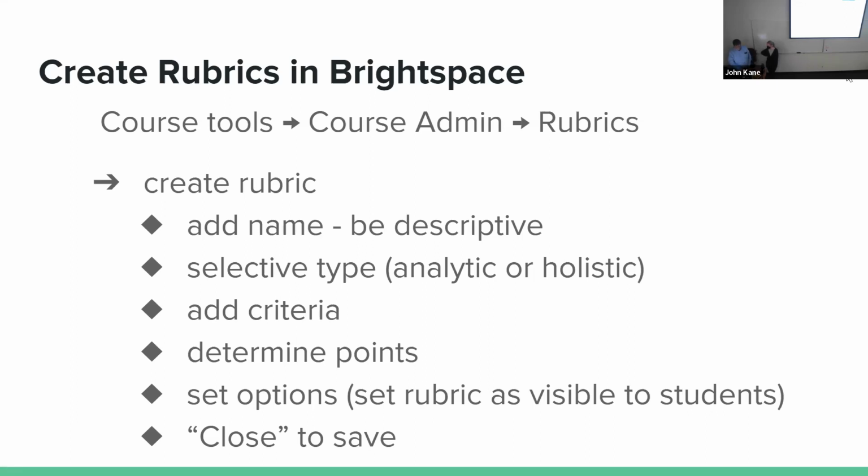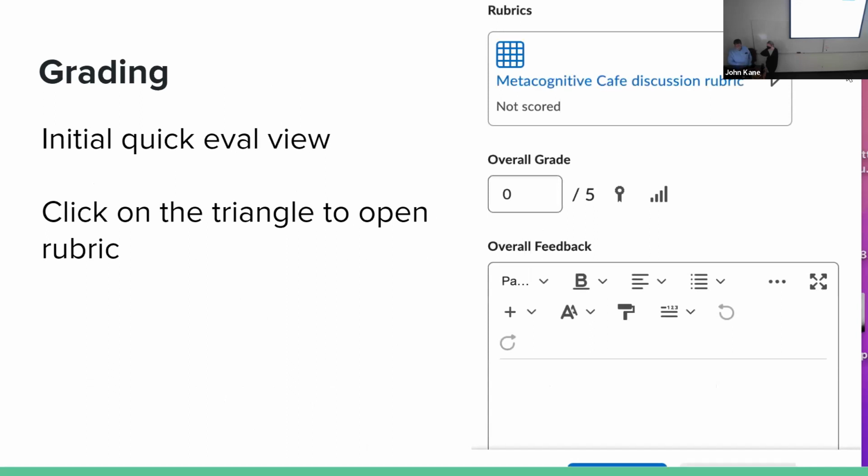Which is lots of wonderful great opportunities there. Just to show you what it looks like, once you've assigned a rubric, it just shows up. When I go into the quick eval screen to grade students' discussion formats, their discussion post for each student would be listed from earliest to the last one.